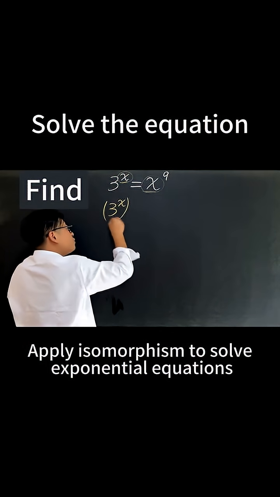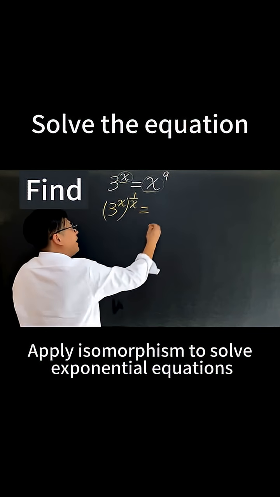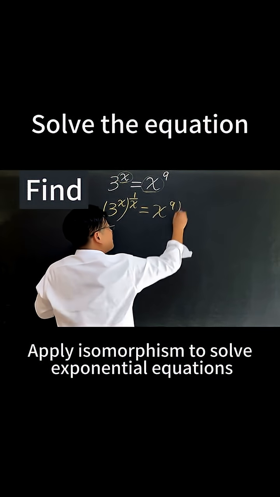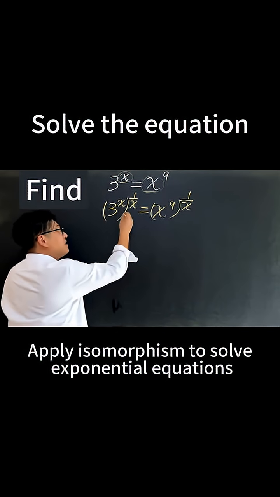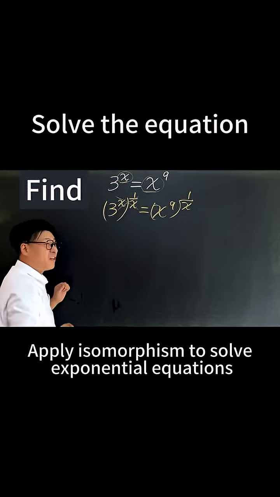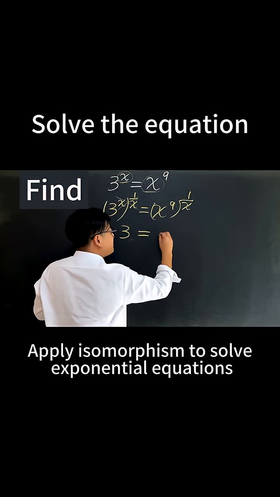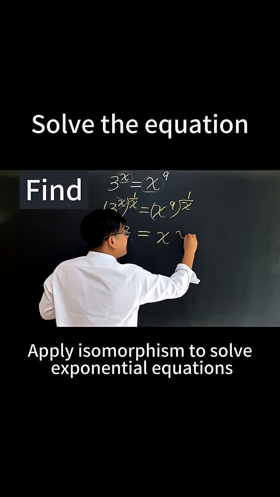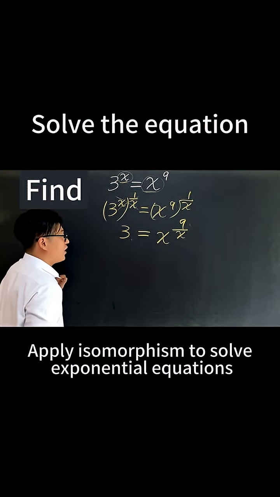If I take the 1 over x power on the left side, won't all the exponents be eliminated? Then on the right side, we also need to take the 1 over x power, right? Does that make sense? In this way, the exponents are eliminated, aren't they? So, does the left side become 3 now? What does the right side become? Isn't it x to the power of 9 over x? By using the exponent rules, we can eliminate this exponent.